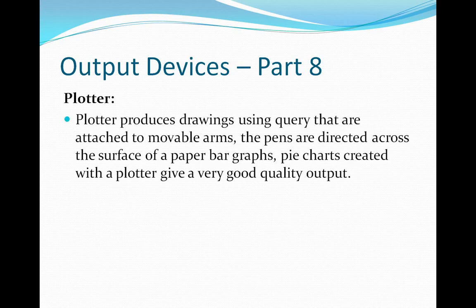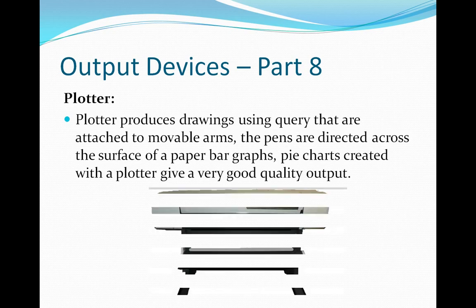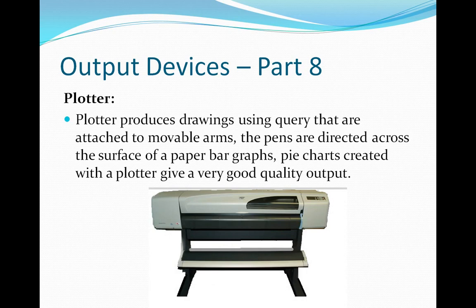A plotter is a very big printer. Nowadays you see flexi banners and big posters available, right? Those are produced by plotters. A plotter produces drawings using pens that are attached to movable arms. The pens are directed across the surface of paper to draw bar graphs and pie charts created with a plotter. It produces a very good quality output. This is the sample image of a plotter you can see here. It is especially used for movies, politics and marketing people. They want to produce a big image that needs to be printed. It can be either in the form of 3D or 2D.